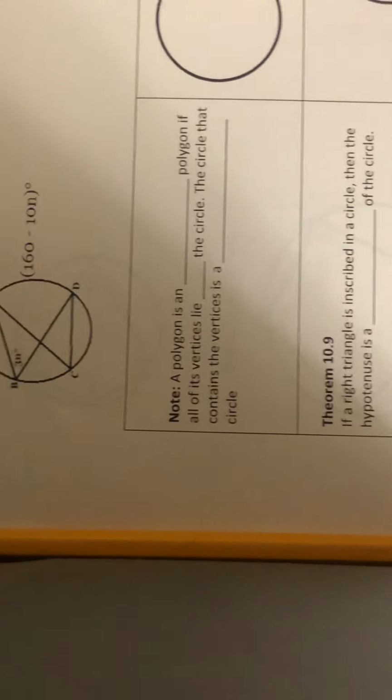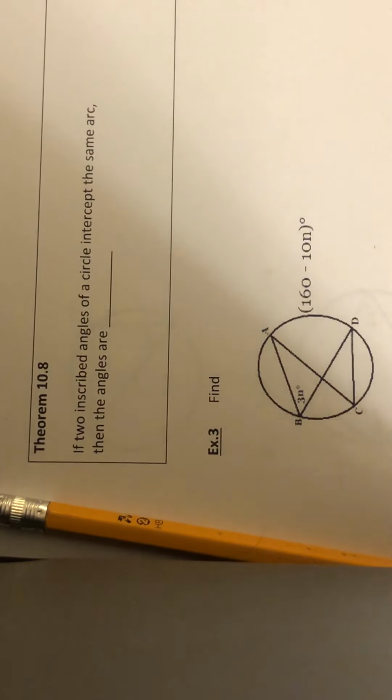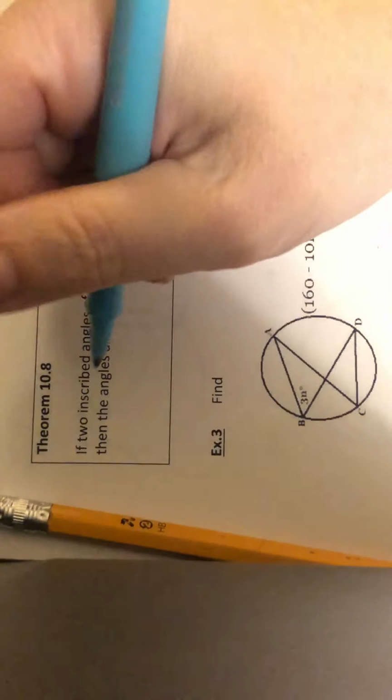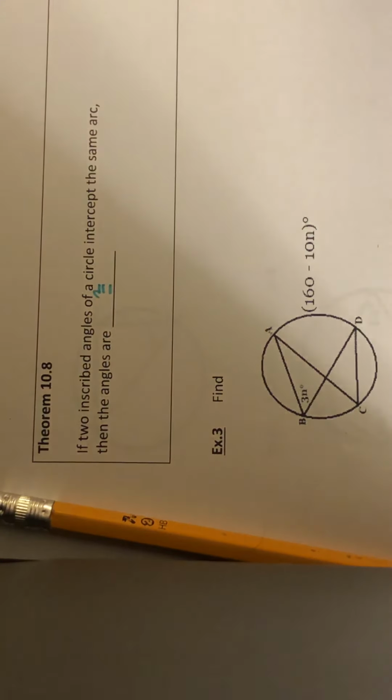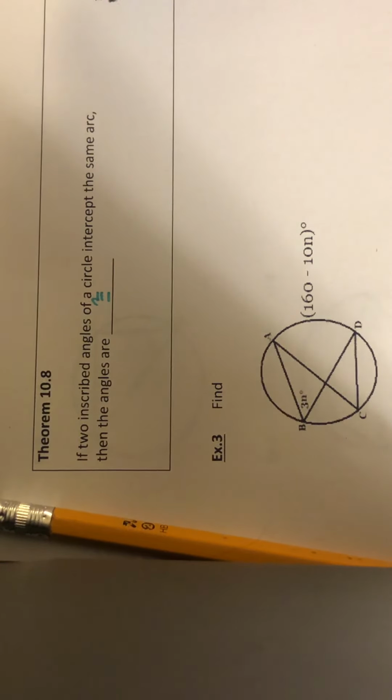Okay. Now we're going to go along to page 2, which starts off with theorem 10.8. It says if two inscribed angles of a circle, so the same circle, intercept the same arc, then the angles are congruent. This only makes sense because an angle, so here's an angle, intercepts BC, yes? So we know that this angle A is half of BC. Well, if you come down to D, it also intercepts the same arc BC.